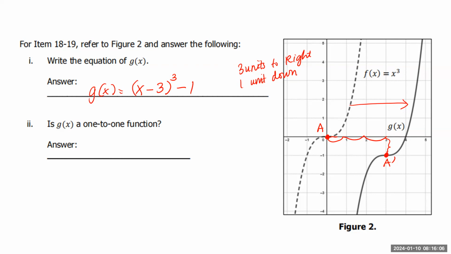Is G one-to-one? Yes, this is a one-to-one function. Why is it one-to-one? If we use the horizontal line test, by the horizontal line test, it intersects the graph only once. One horizontal line, one intersection point. Another horizontal line, one intersection point.